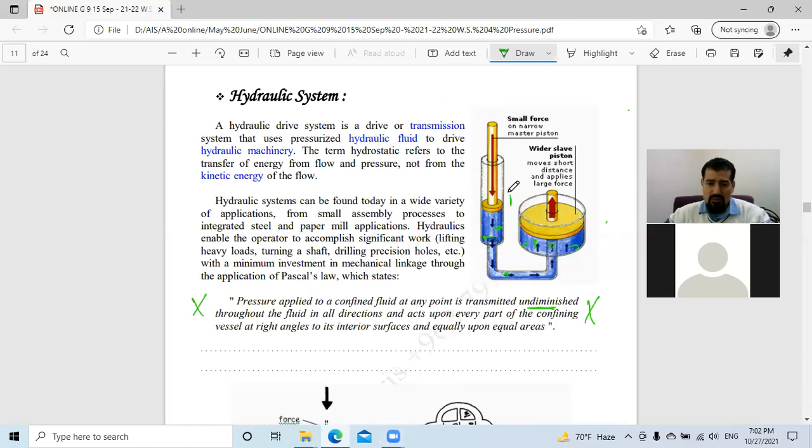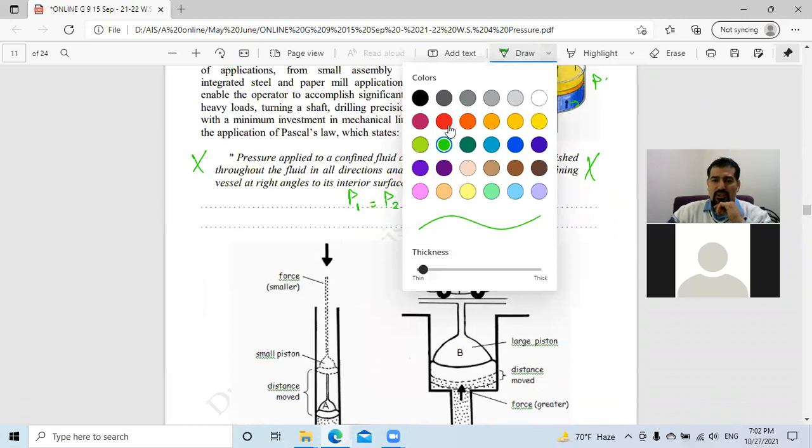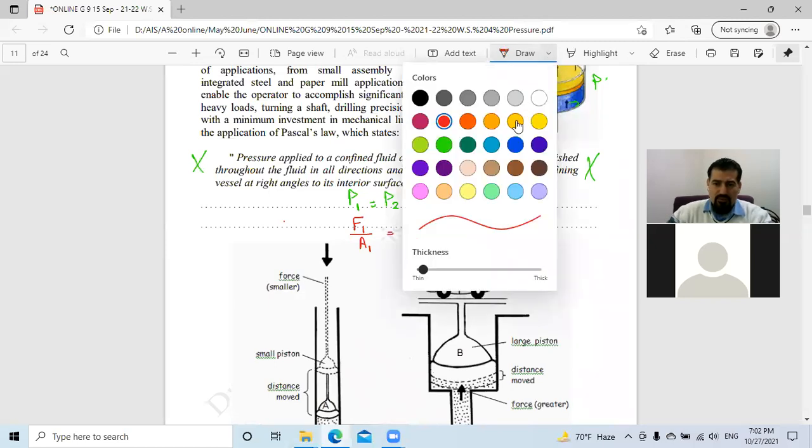That means the pressure on this side and the pressure on this side, they are what? They are equal. So the pressure on the small piston, or the first piston, and the pressure on the large piston, or the second piston, they are equal. And we know that pressure equals force over area. So the first force on the first piston, F1, over the area of the small piston, is equal to the force on the second piston divided by the area of the second piston.